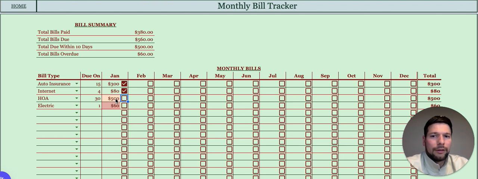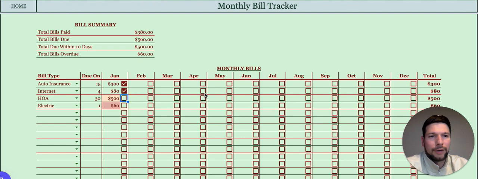And then it's going to automatically calculate that up here as well for your total number of bills that are due within 10 days and then total number of bills that are currently overdue. Okay, so this one's due on January 1st. I haven't paid it yet, so I have $60 of bills that are actually past due at this point.